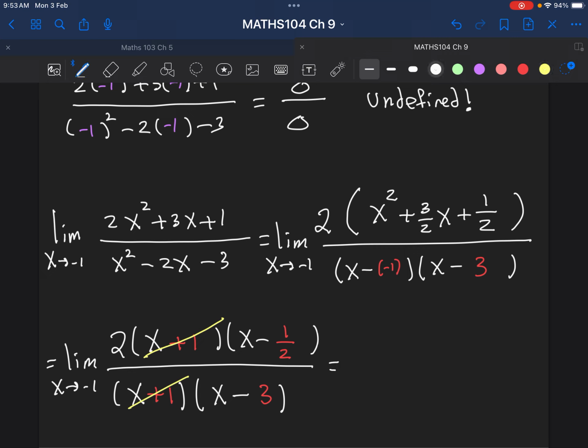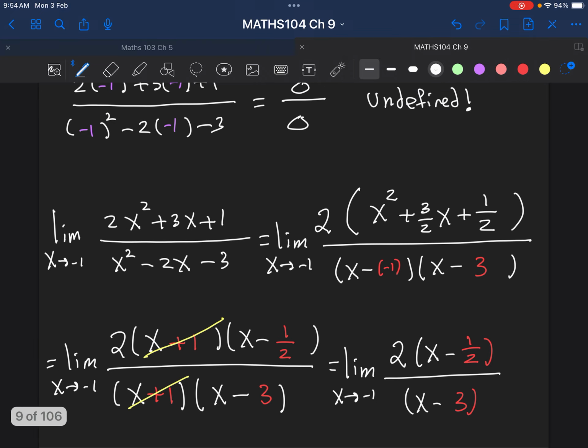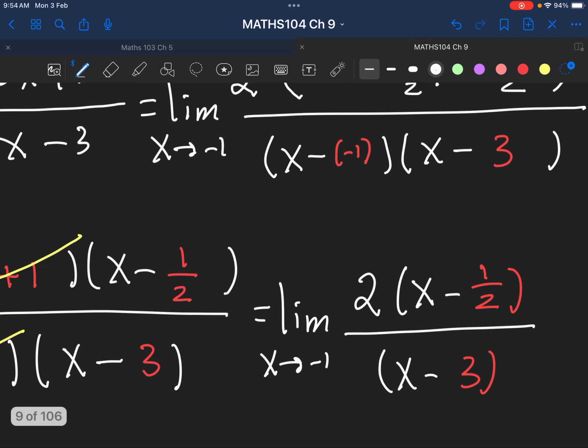So you will end up with the limit as x goes to -1. You'll get 2 times (x minus half) at the top divided by x minus 3. Now just plug in everything in the calculator, and you should get the final answer, which will be -4 down here, and here you will get 2 times -3/2. So the final answer will be 3/4.